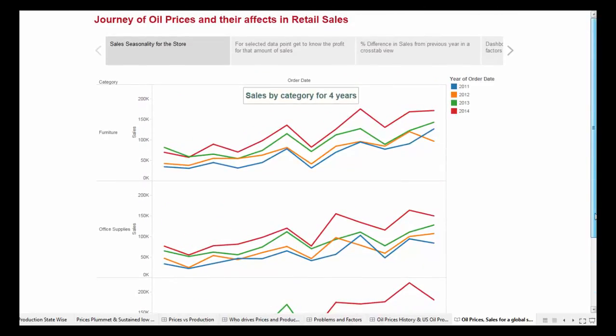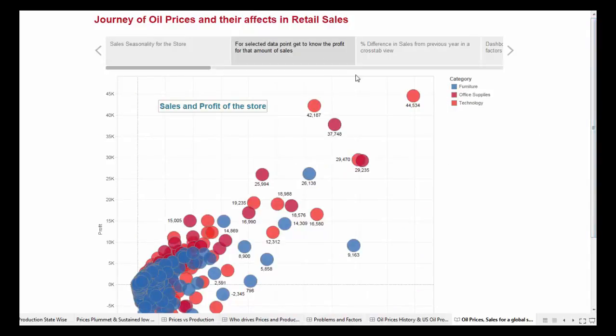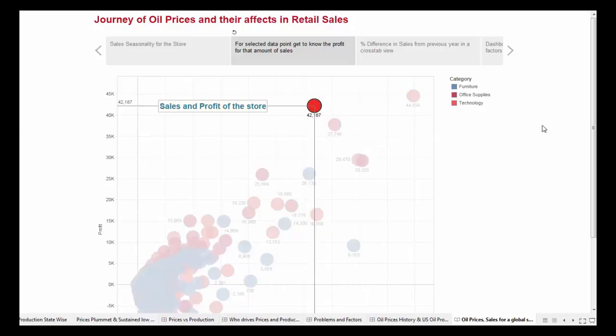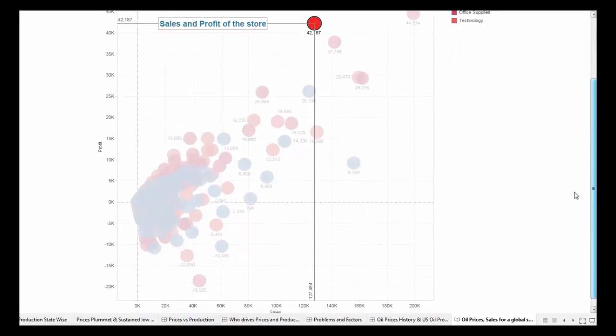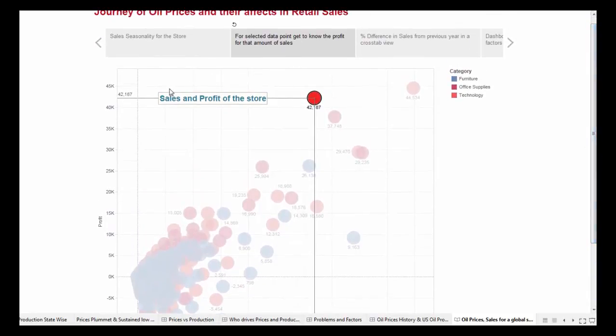In the first graph, it shows the general trend of sales over the year for different categories. We can see that the overall sales is increasing for all categories across the 4 years. In the next slides, we are trying to analyze sales and profit of the store. We can see the profit at certain sales level. So if I say my sales level is 127,484, I could expect a profit of 42,187.